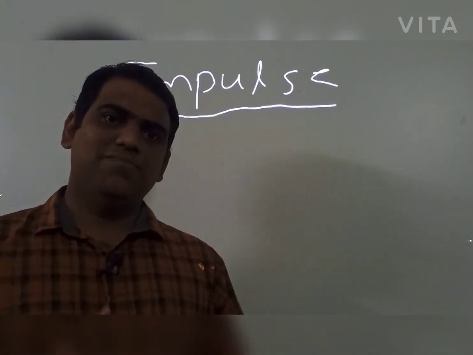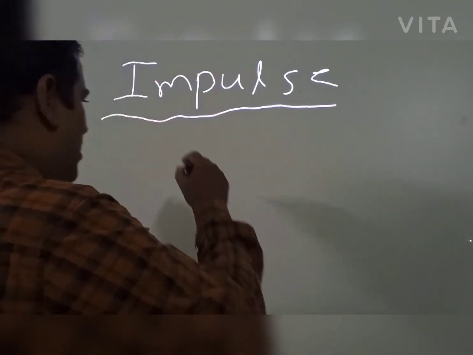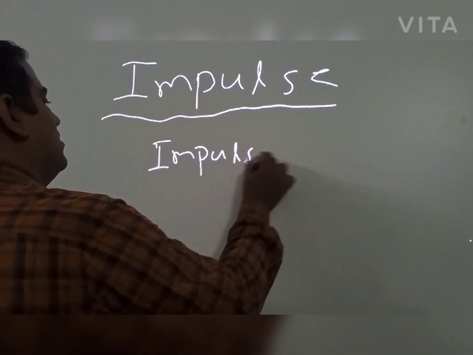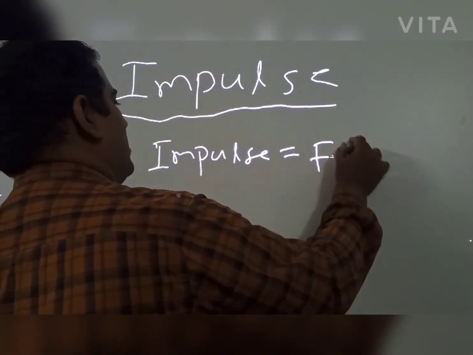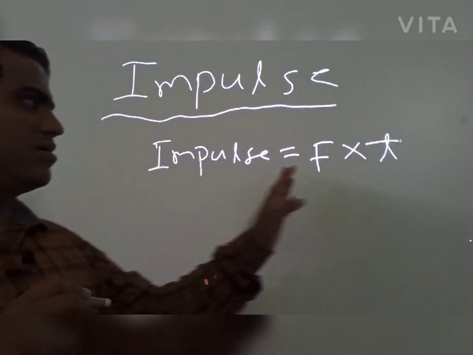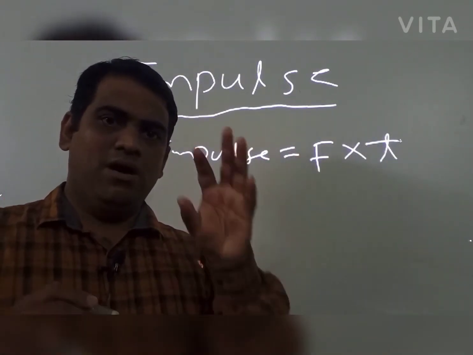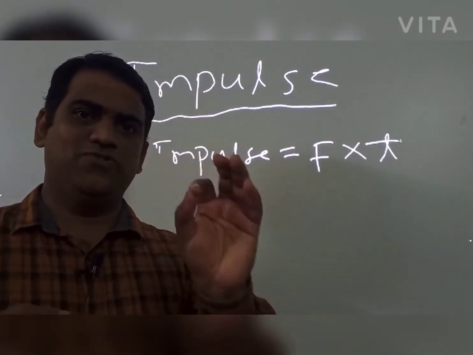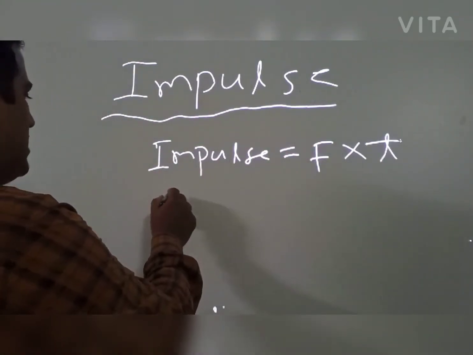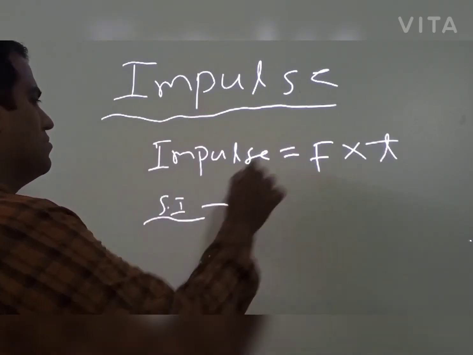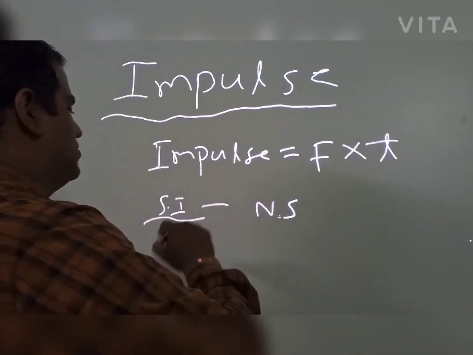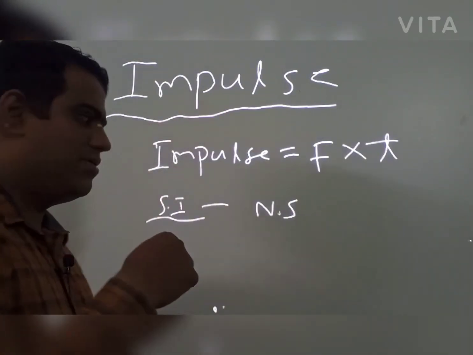In mathematical form, impulse can be written as the product of force and the time of action of force, that is time. Impulse is the product of force and time. Here t is the time for which the force is acting. Okay? Its SI unit: the unit of force is Newton and the unit of time is second. So, the SI unit is Newton second.